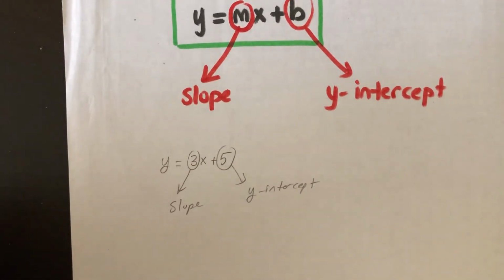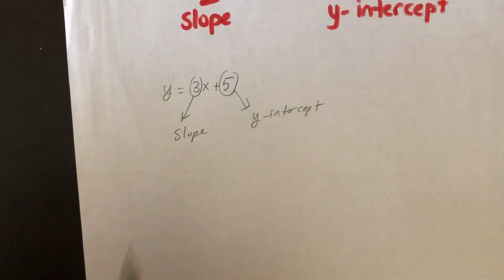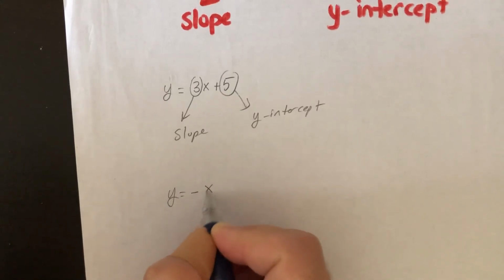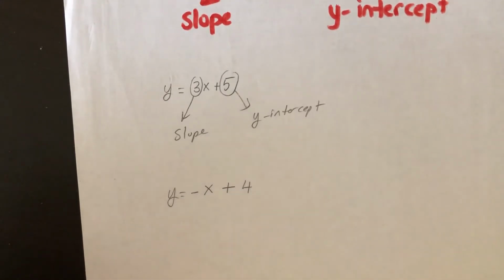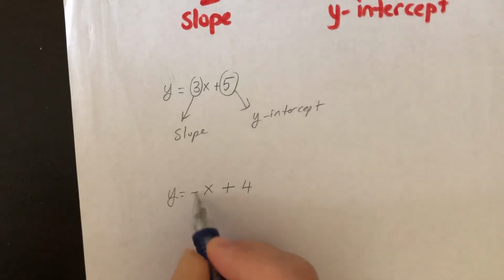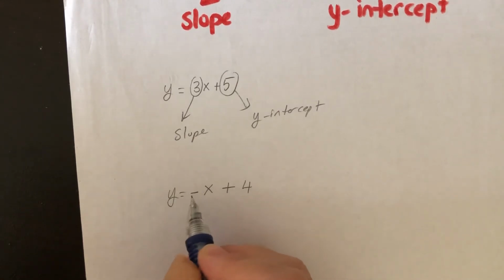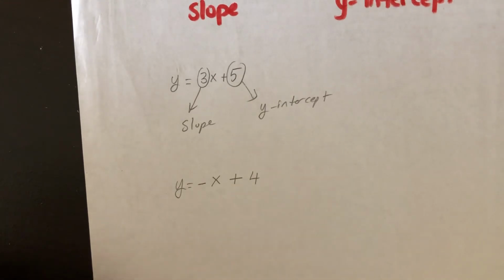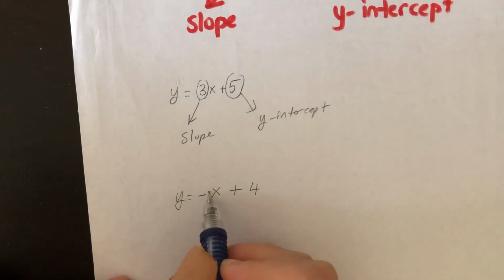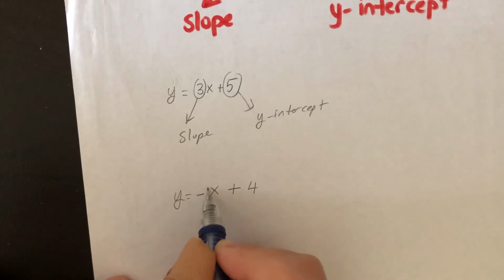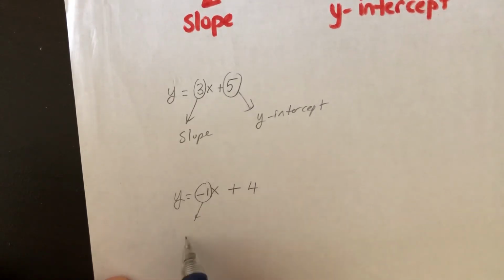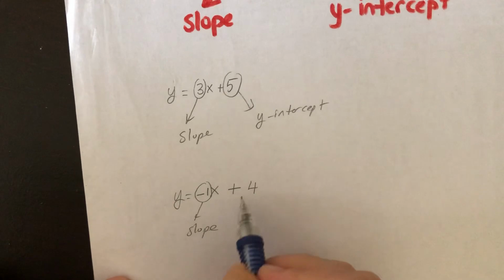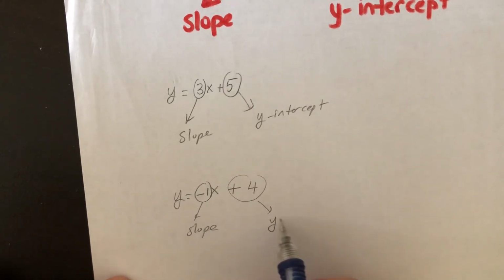Let me give you one more example. y equals negative x plus 4. Don't forget that if there is no number in front of x, you will consider it to be 1. So here it is negative 1. So my slope is not 0 or something. There's an invisible 1 here. So you will consider that it is your slope, and this is your y-intercept.